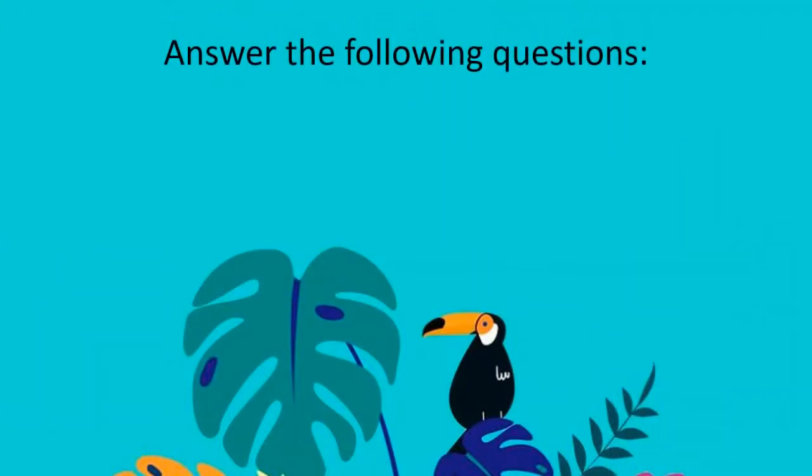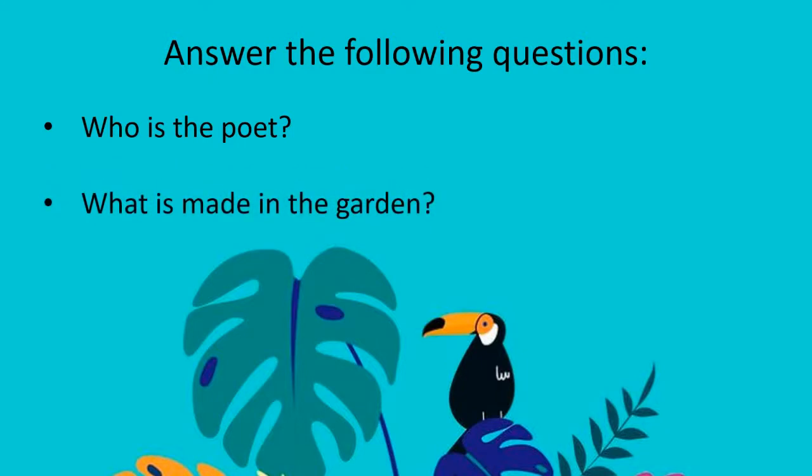Answer the following questions. The first one is, who is the poet? So students, who has written this poem? What is the poet's name? You have to write down. The second one is, what is made in the garden? So students, what is made in the garden? You have to answer. The third one is, what do the robins do? So students, what do the robins do round the edge of the pool? You have to answer.